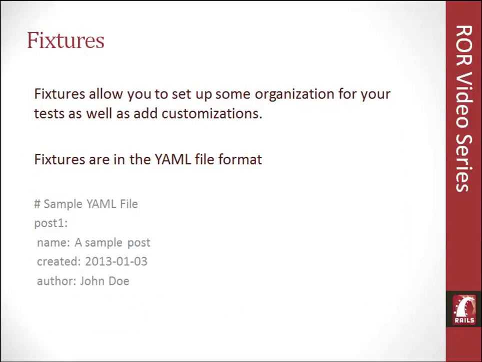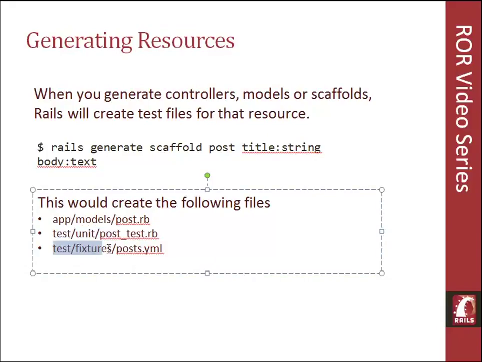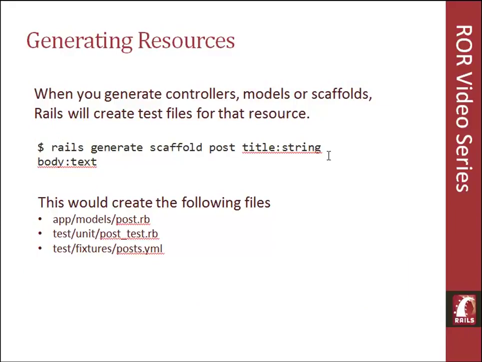So that's fixtures. And generating resources. When you generate controllers, models, or scaffolds, Rails will create these files for you, and for the stuff we've already created, we already have files. We have the unit tests, we have fixtures for the posts, and you guys know we have models. Unit tests deal with models, and functional tests deal with controllers. And this is just a scaffold command. We've used this before, and we're going to use this again in the second part of this section.